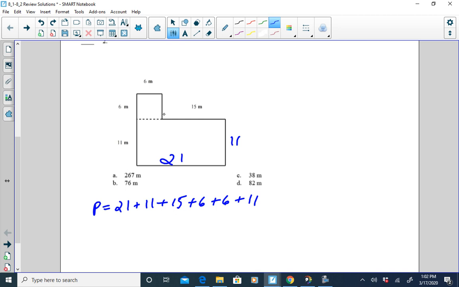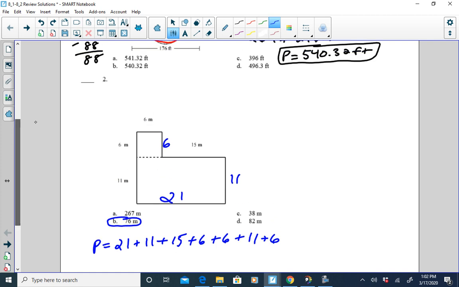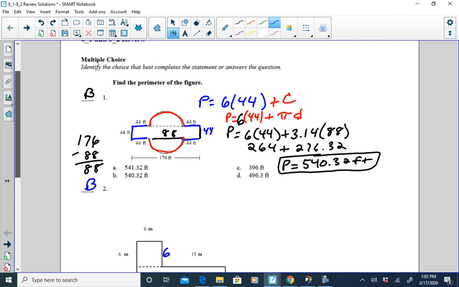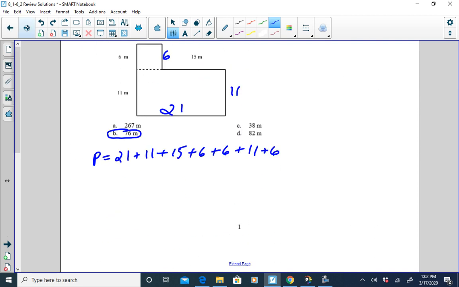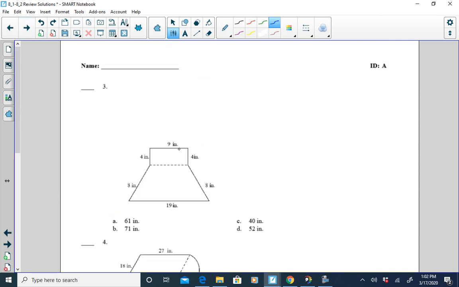And let's see. Missing something here. I'm missing this 6 here. Forgot that 6 because I got 70, right? And 70 doesn't work, but we forgot that 6, and then that's going to give us answer B, which is 76, right? So question number 2 should be answer B, which is 76.